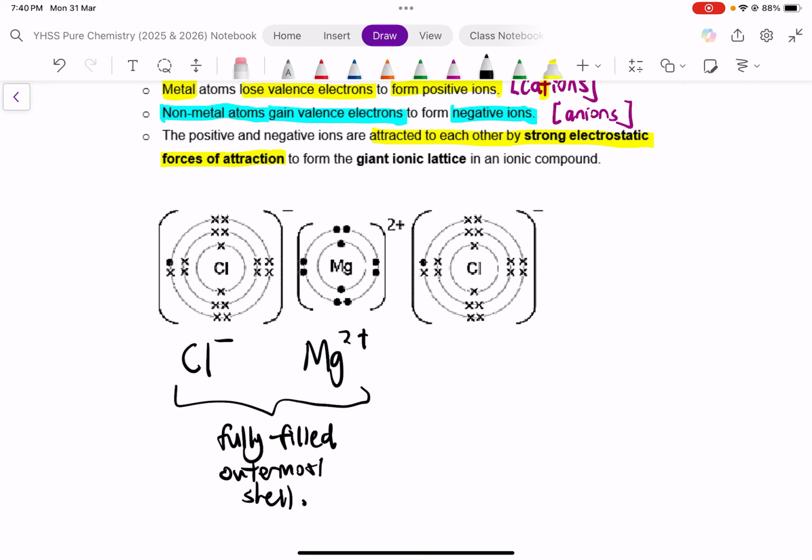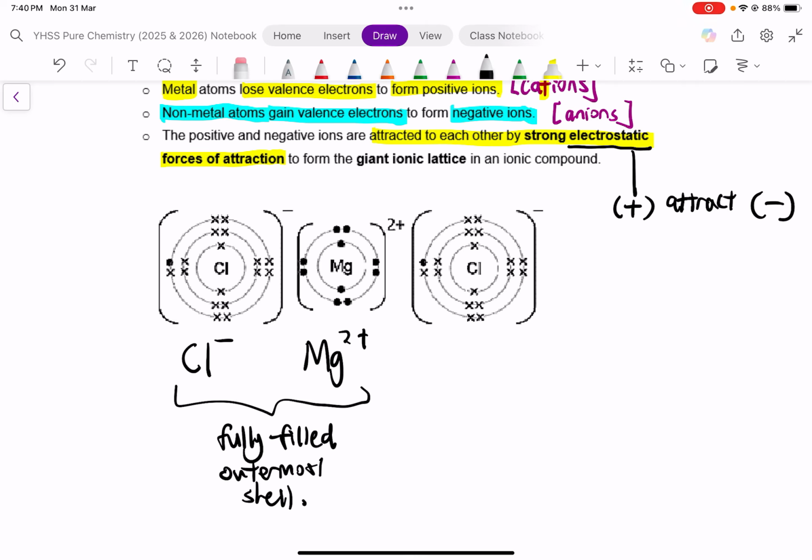Now, once they have formed their ions, you realize that they are attracted to each other, and these forces of attraction are called strong electrostatic forces of attraction. This word electrostatic simply means positive attracts negative. So over here we have a positive Mg2+ ion attracting a negative chloride ion.